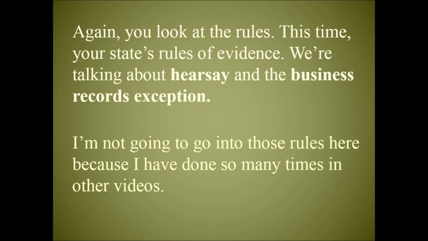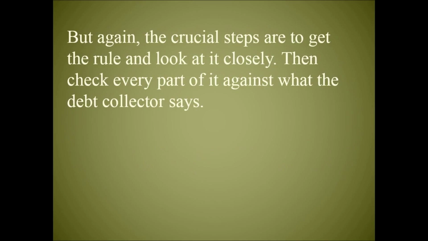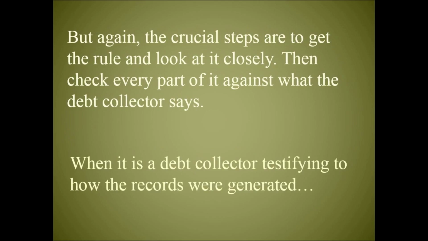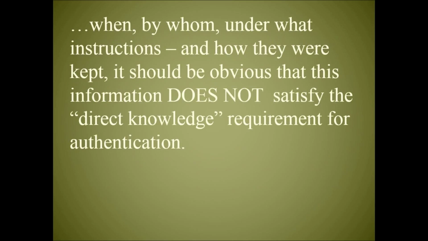I'm not going to go into these rules here because I've done so many times in other videos. But again, the crucial steps are to get the rule and look at it very closely. Then check every part of it against what the debt collector says. When it is a debt collector testifying to how the records were generated, when, by whom, under what instructions and circumstances, and how they were kept, it should be obvious that this information does not come close to satisfying the direct knowledge requirement for authentication. You're going to want to show that to the court, demonstrate it by making those specific attacks as to authentication.